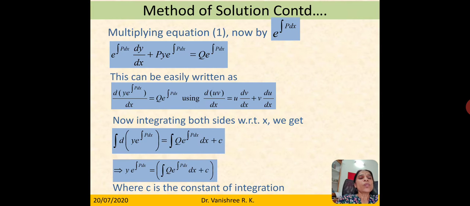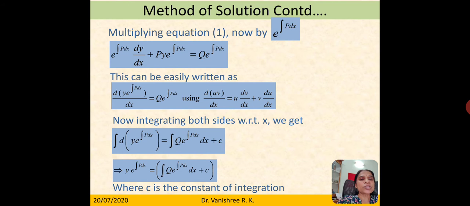So now once we get e power integration p dx as the integrating factor, what is our problem? We are supposed to solve the equation dy by dx plus py is equal to q. So multiply equation 1 now by e to the power integration p dx, because we know now what our m of x is. So once you multiply, you are going to get e power integration p dx dy by dx plus py e to the power integration p dx is equal to q e to the power integration p dx.